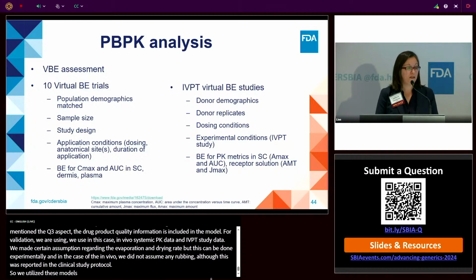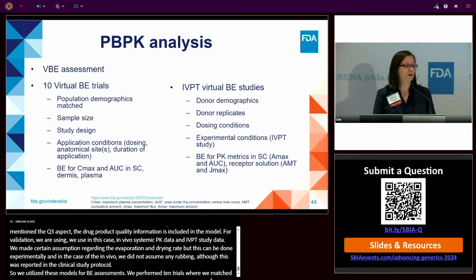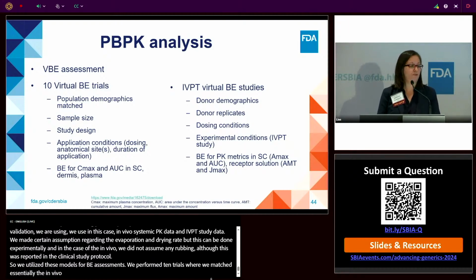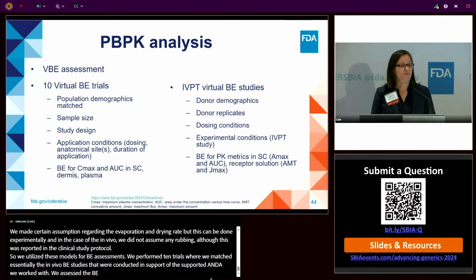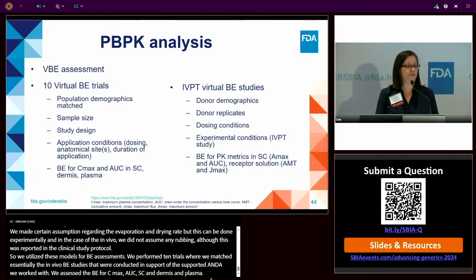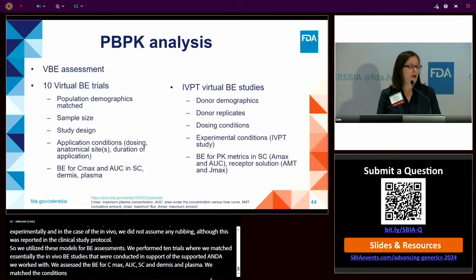So we utilized these models for VBE assessments. We performed 10 virtual BE trials where we matched essentially the in vivo BE studies that were conducted in support of the approved ANDAs we worked with. And we assessed bioequivalence virtually for Cmax and AUC in the stratum corneum, the dermis, and the plasma. In terms of the IVPT studies, we again matched the conditions of the IVPT study in terms of donor demographics, replicates, and dosing conditions, and the experimental conditions.